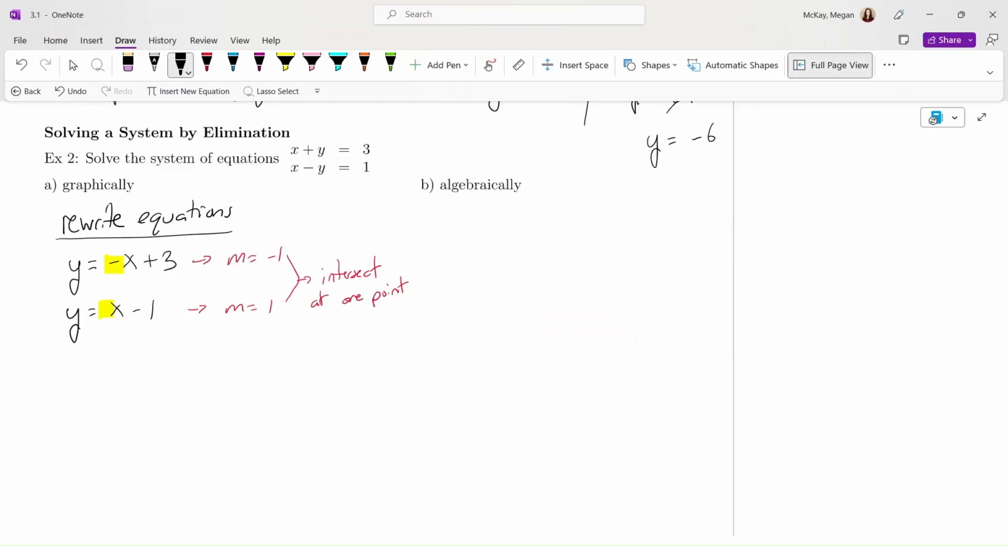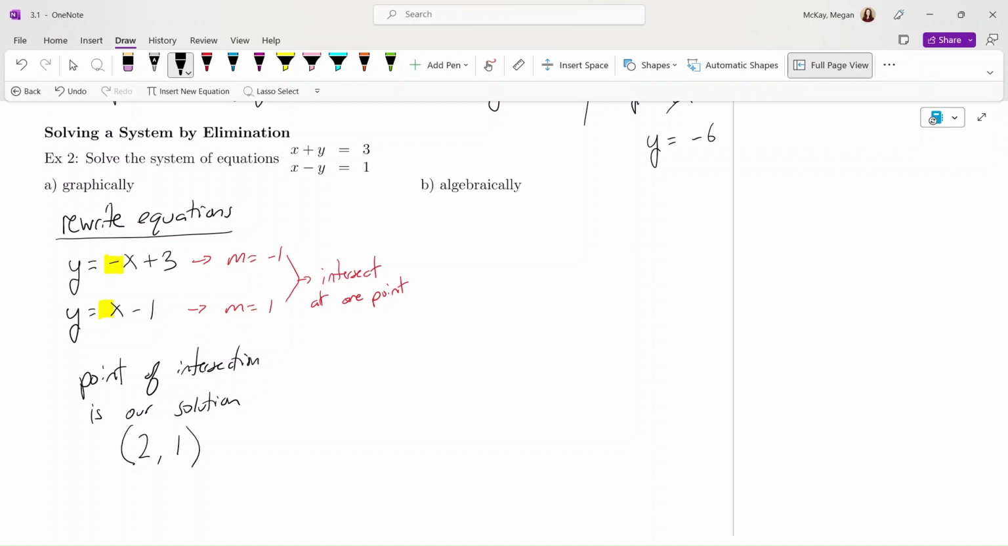Alright, so our point of intersection is our solution. And our solution is when x is equal to 2, y is equal to 1. Alright, and notice we only have one solution here. In our last example, a singular line had infinite solutions, but in this case, we're looking at two lines. So far, we've only seen the outcome of one solution.